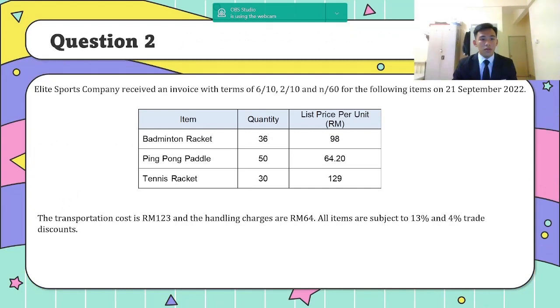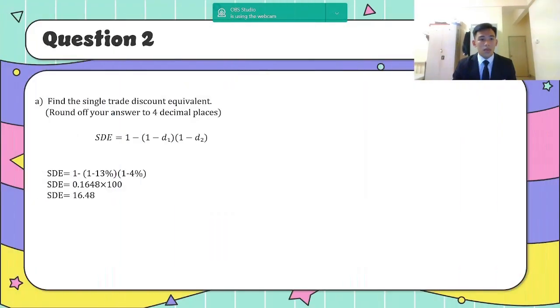A company receives an invoice with terms of 6/10, 2/10, and N/60 for the following items on 21 September 2022. The transportation cost is RM123 and the handling charge RM64. All items are subject to 13% and 4% trade discount. Question 2A. Find a single trade discount equivalent. Round off your answer to 4 decimal places.